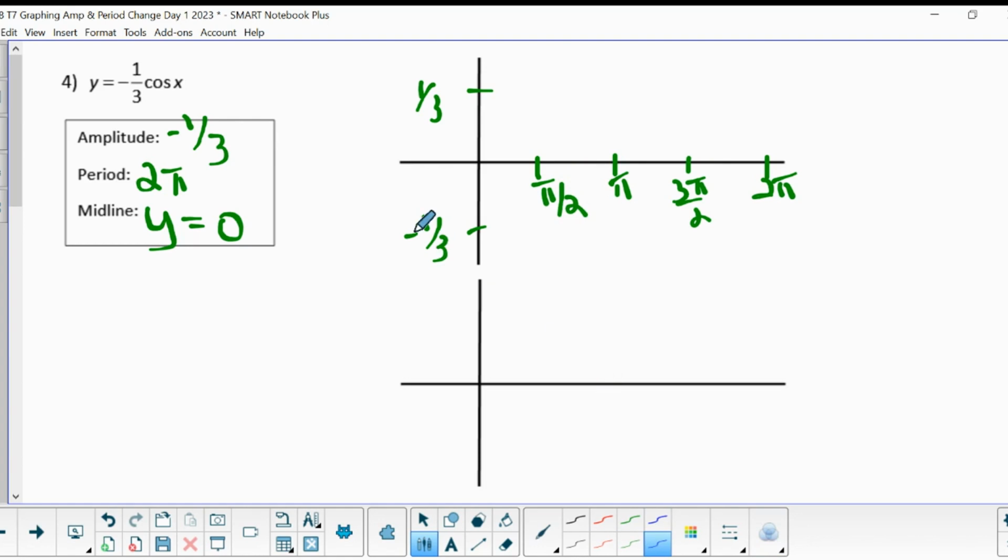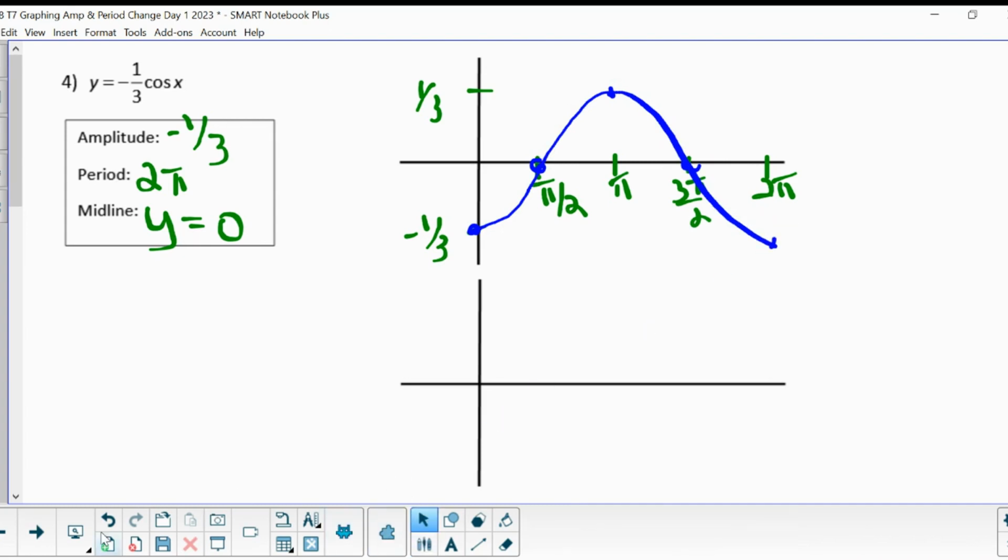Okay, and now again, we're doing cosine, but flipped. The negative is flipping it. So it's going to start down at the lowest value, go to the middle, then go to the top, back to the middle, back to the lowest value, and connect them all. There we go. Kind of like an upside down U there.